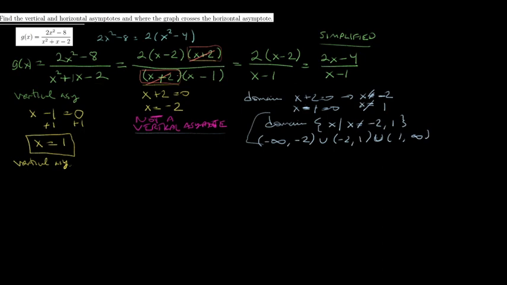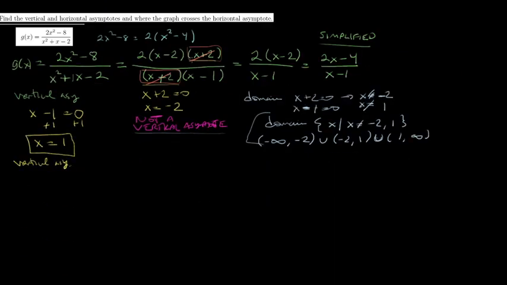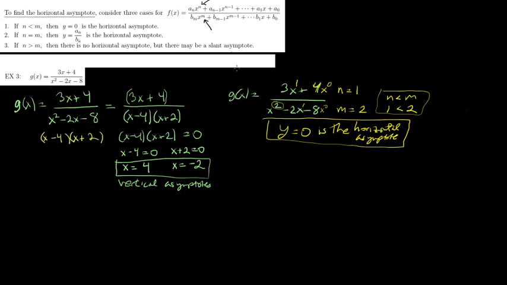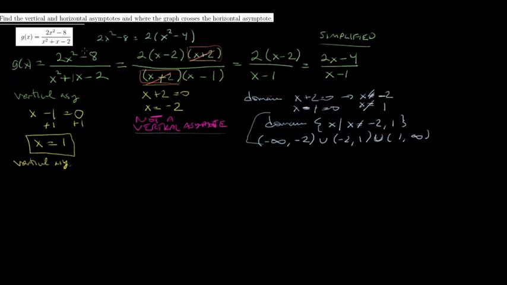Okay, so that's the difference between these two examples. The first one, nothing canceled, so we get two vertical asymptotes here. One of the factors canceled, and the one that's left over, the x minus 1, became our vertical asymptote. Okay, so all right, so that's vertical. What about horizontal asymptotes? For the horizontal asymptote, remember there are these three cases. The first example was case 1, where n was less than m. So let's find the n and m for the second example.